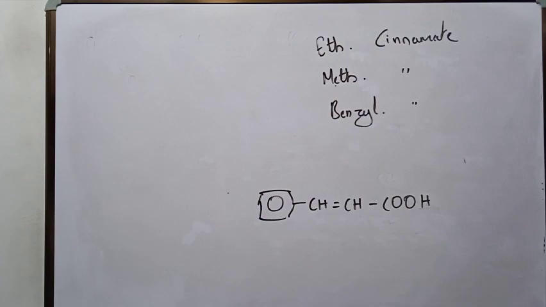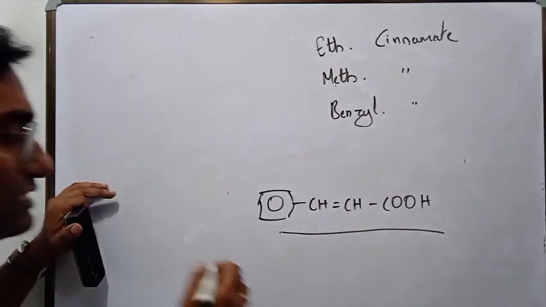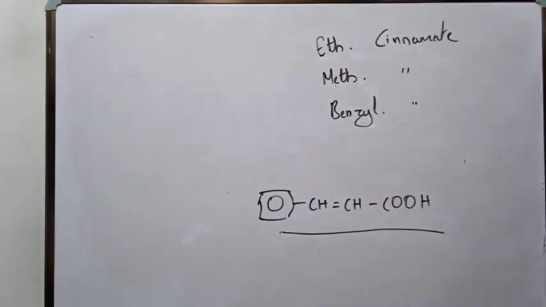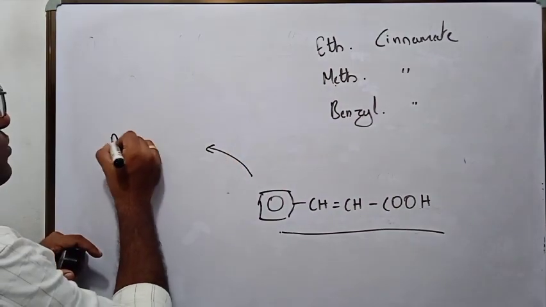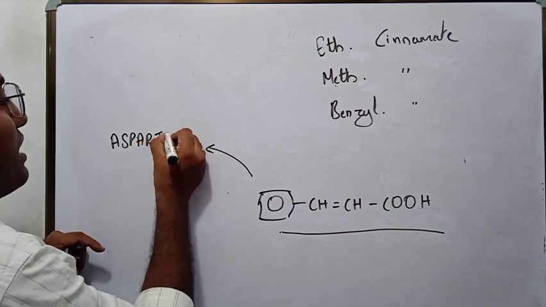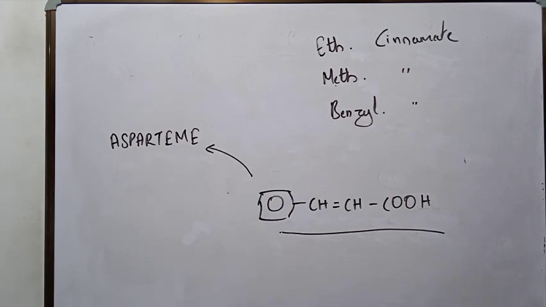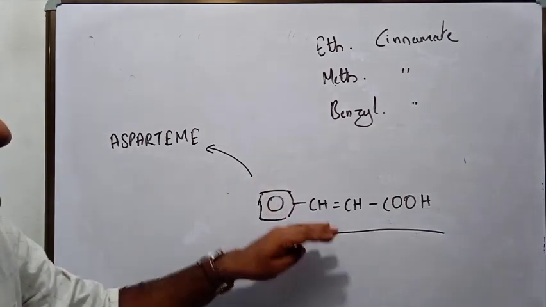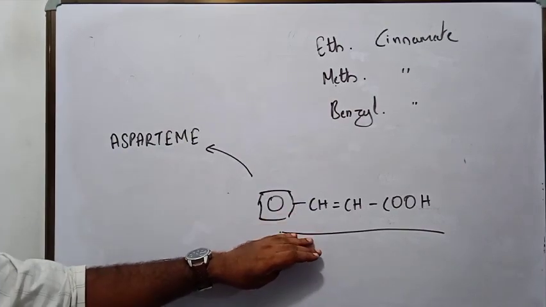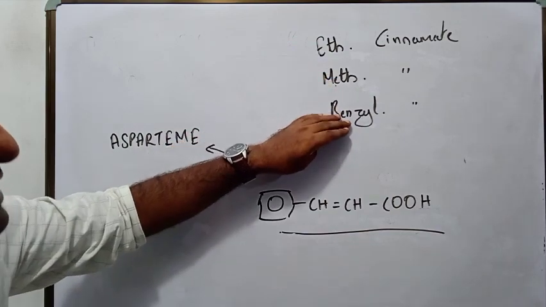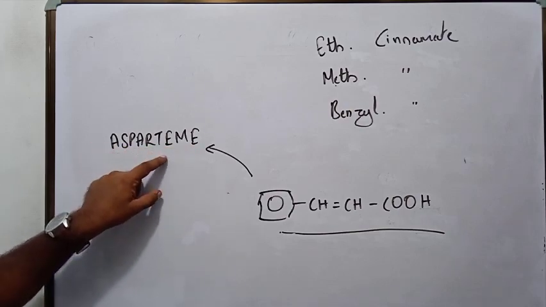Now it is used as a pharmaceutical agent. Cinnamic acid has anti-diabetic property. Cinnamic acid is also used as a precursor to aspartame. Aspartame is an artificial sweetener. So there are so many uses of cinnamic acid. Cinnamic acid itself is used as a flavoring substance. It is used as a pharmaceutical agent. It has anti-diabetic property. Ethyl cinnamate, methyl cinnamate, benzyl cinnamate are used in perfumery, and it is used as a precursor for the artificial sweetener aspartame.